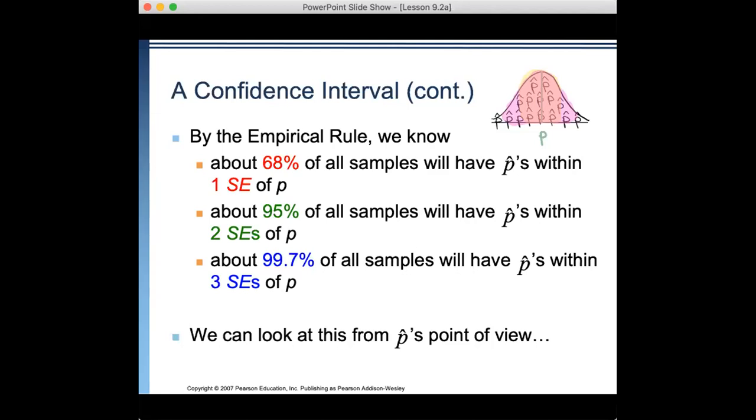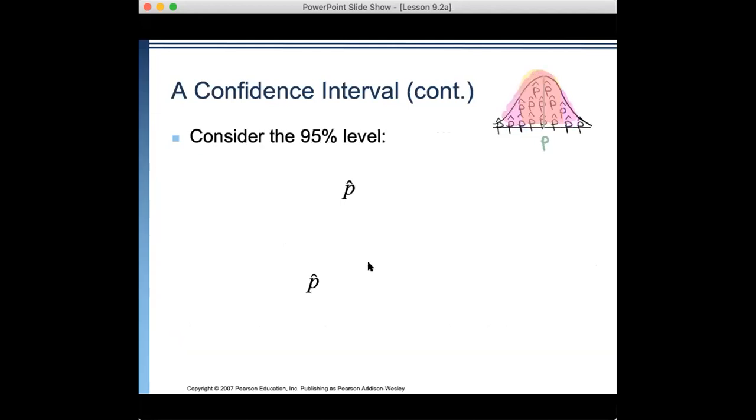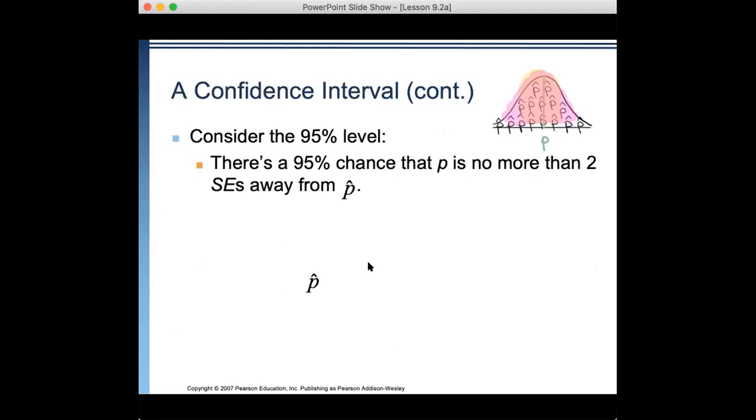But this is where it gets a little tricky. Let's say we look at it from p hat's point of view. So let's focus on the 95%, this pink area here. 95% of the p hats are in that pink area, based off that normal curve empirical rule.